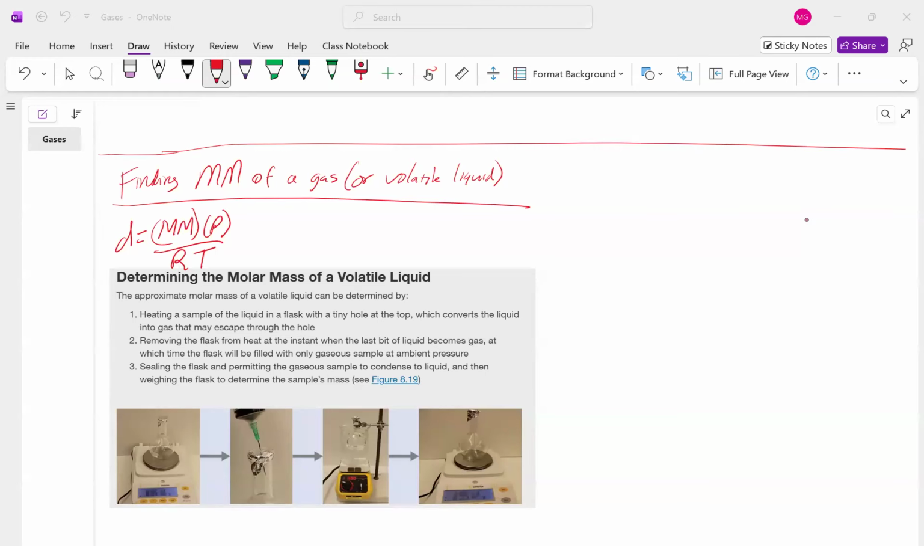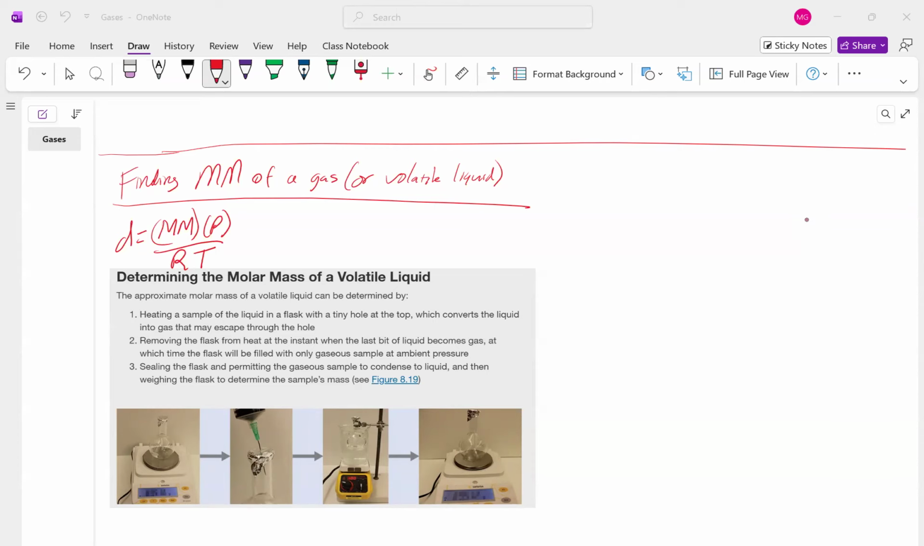All right, so we're going to look at something that we're going to be doing in lab, or we have probably just started it. We're going to look at how we can use the ideal gas law, how we can use density, all those derivations that we looked at in the last video, to find the molar mass of a gas or a volatile liquid.